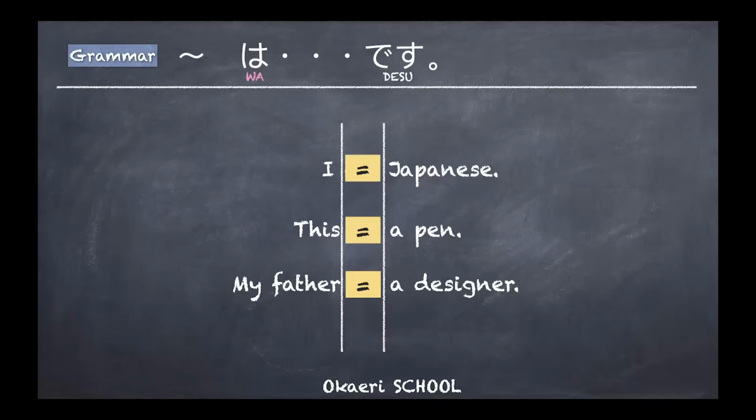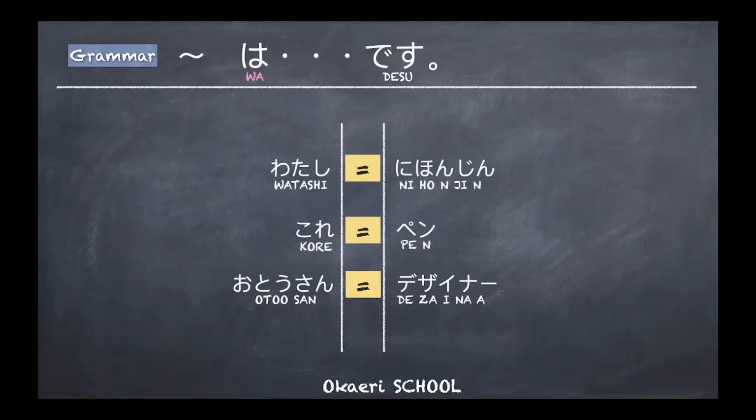So instead of thinking of is, am, were, are, let's think this way, and you switch the words with Japanese. So I, watashi, Japanese, Nihonjin, and the next one, this in Japanese, kore, pen. It's the same, pen, and remember, pen is a foreign word, so it's in katakana instead of hiragana. I hope you are getting used to it by now. And the third one, my father, for example, otou-san.